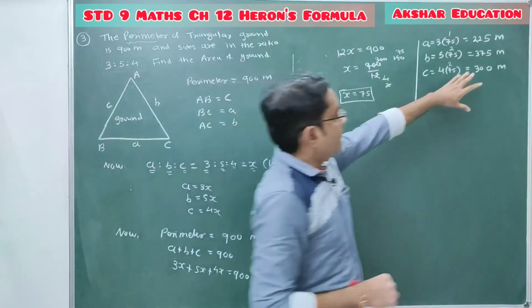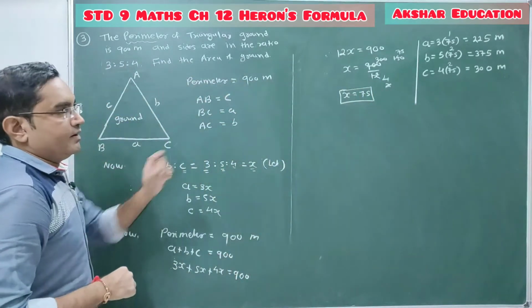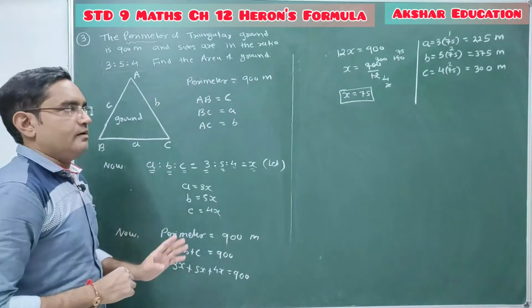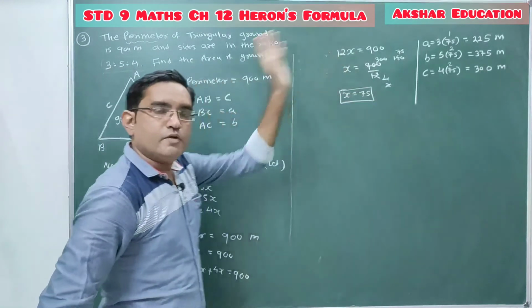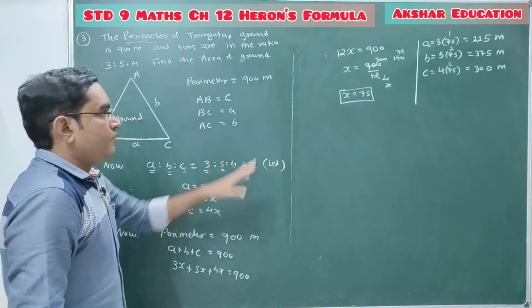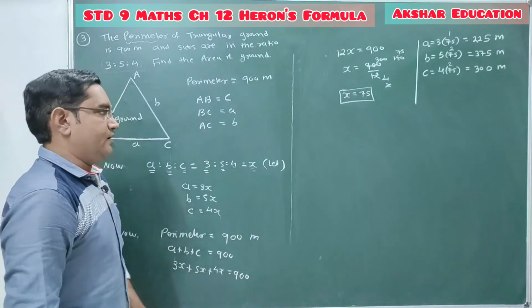If you consider the summation of all three sides, you will get the perimeter, that is equal to 900. Check it. So we are getting 900. So these are the measures of all three sides which were given in our previous sums. Now we have derived the value of all three sides. Now we have to find the area of the triangle.